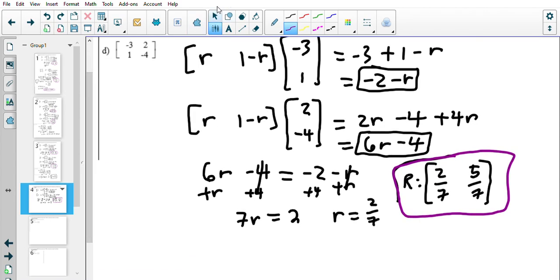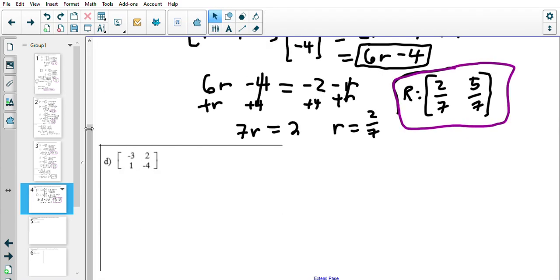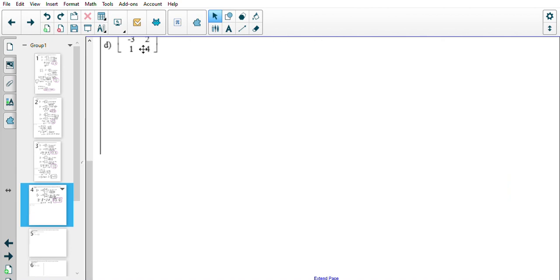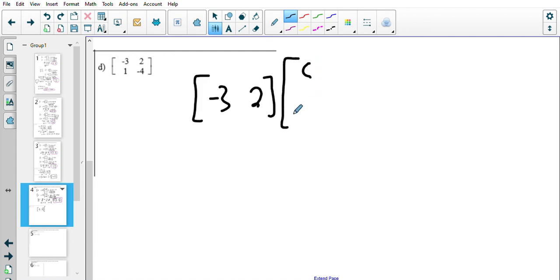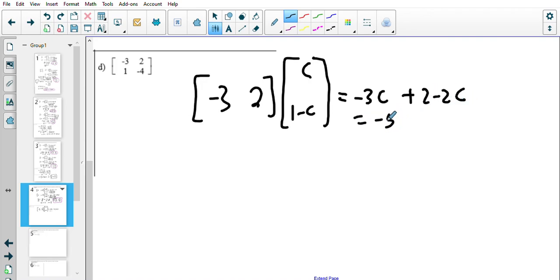Now we'll look at the column player. So I'll drag our game down and make some more room. Our column player is going to play against the two rows using an arbitrary strategy of C and 1 minus C. So doing that, we get negative 3 times C is negative 3C, plus 2 minus 2C, or negative 5C plus 2.